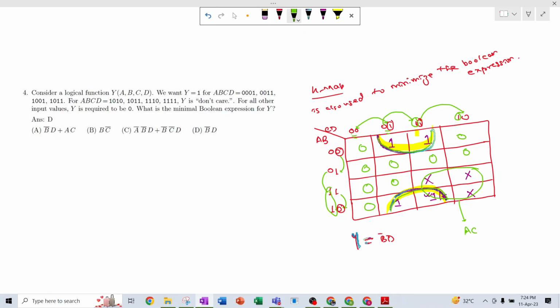If suppose there is a case where you have to include the don't care term, that is the cross term, to make a bigger group, then you can use it. But here in the first group all the ones are already covered, no ones are left out, so that means only this b bar d is sufficient to make this Boolean expression work. So ac will not be the answer, the correct answer will be only b bar d. Remember this thing. And the rest of the options are all false.